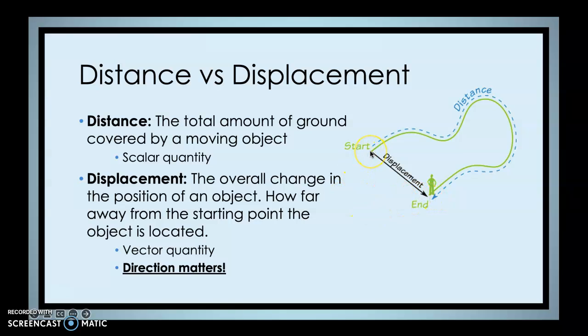Now, because it is vector, that also means that we pay attention to direction. So if I wanted to say this as a vector quantity, I would say the person ended up 1 kilometer southeast of their starting point. So it's not only how far away they are from the starting point, but also what direction they are in relation to the starting point.